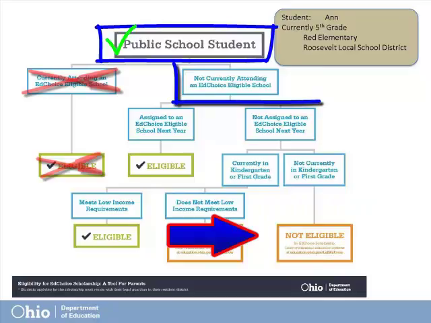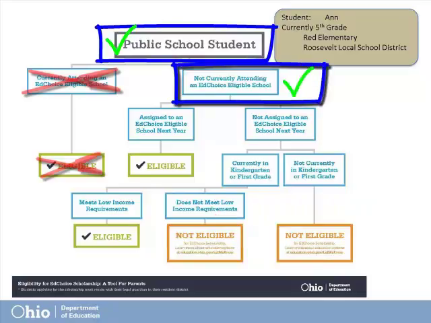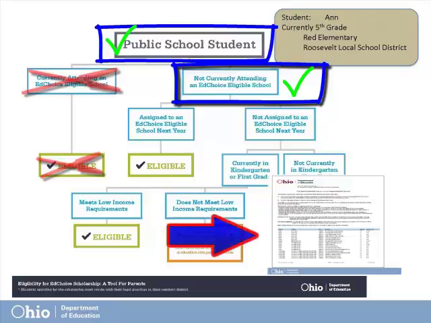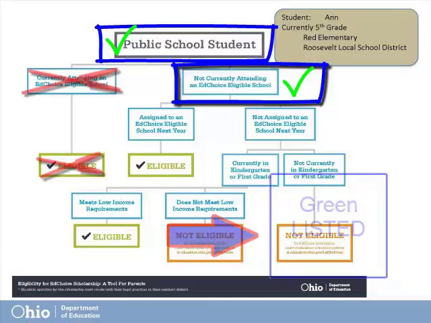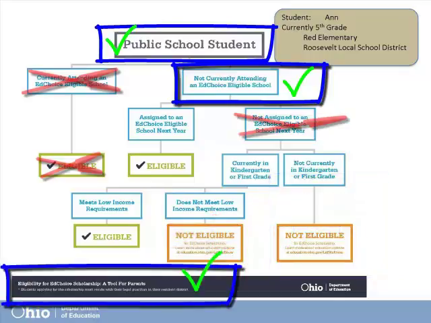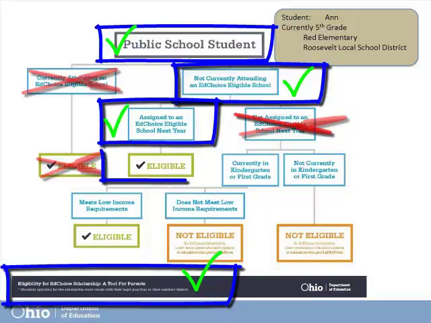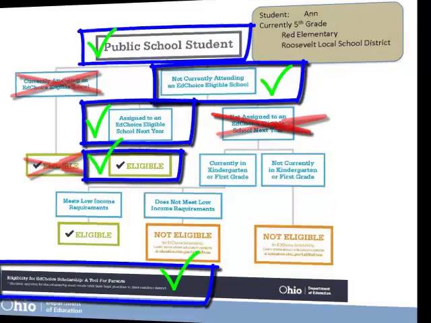However, next year Ann will move up to Green Middle, a 6th through 8th grade building in the Roosevelt Local School District. So we will go back to the list of eligible buildings and see if Green Middle is listed. It is listed. After verifying that Ann is a resident of the district and will be assigned to an EdChoice eligible listed building next year, we can be confident that Ann is EdChoice eligible.